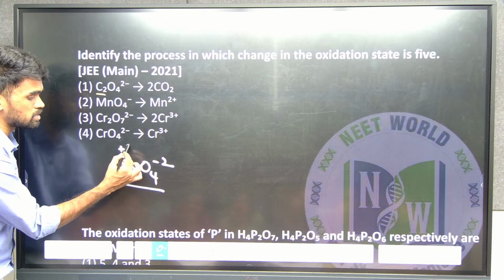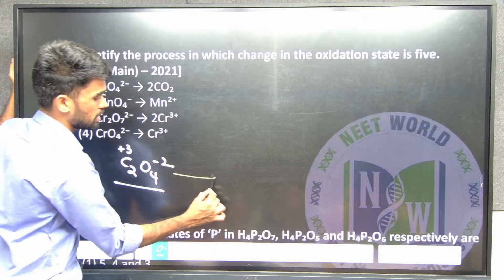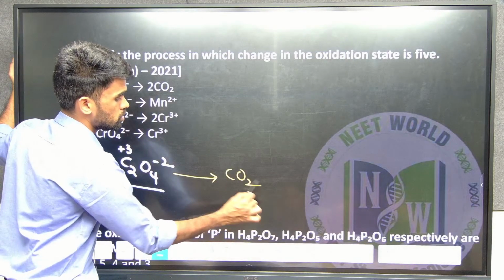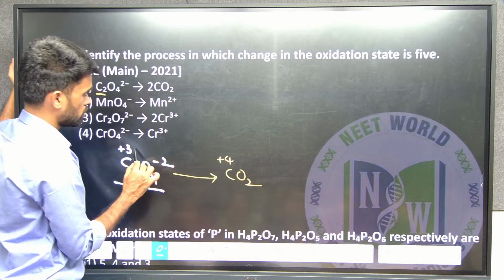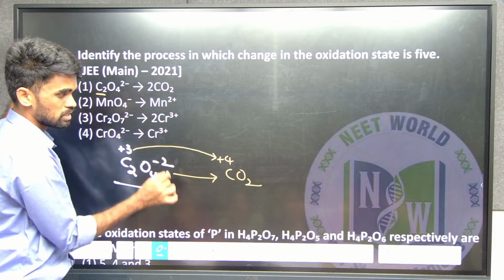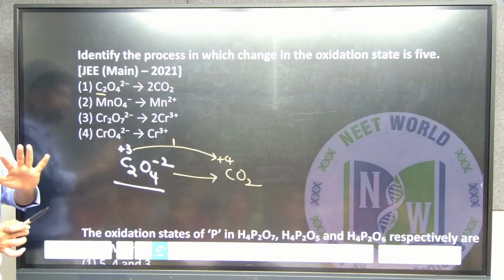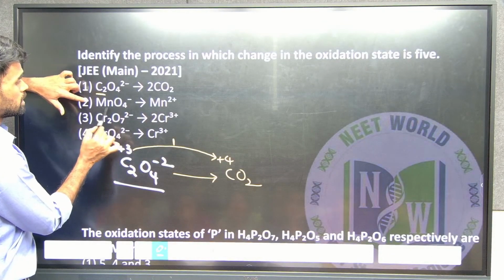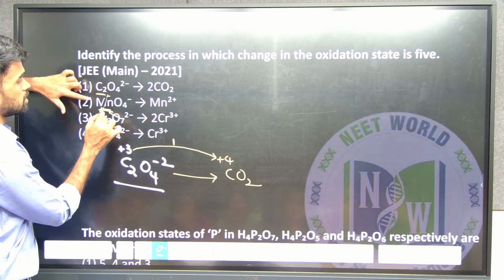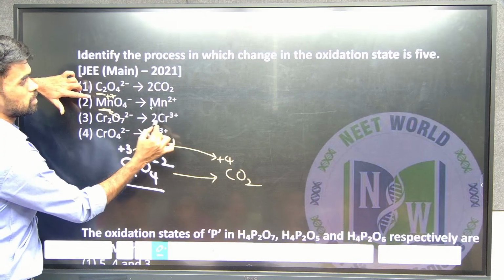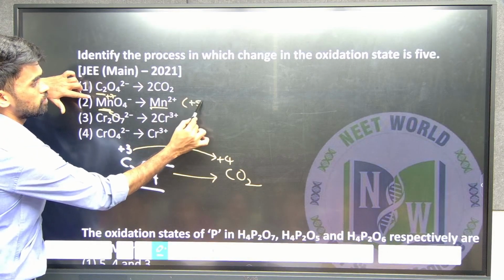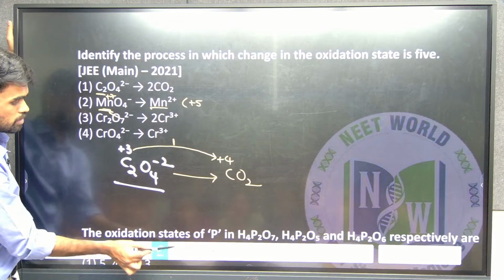Now here the charge is +3, converting into CO2. So what is the charge here? +4. So from here to here, what is the change? The oxidation number change is 1. Okay, we will come back to this. Wait for some time. Next, what is the oxidation state for manganese? +7, converting into +2. So the change is how much? 5. Now for this question, you tell me: option C.